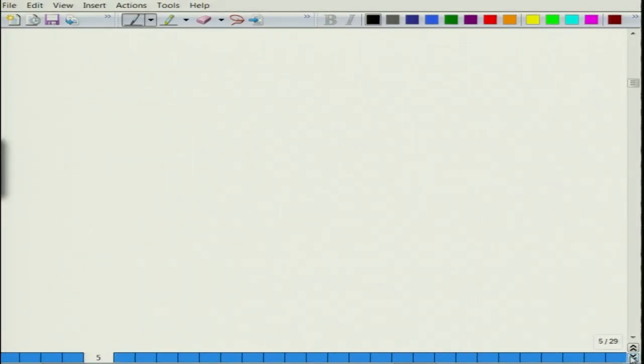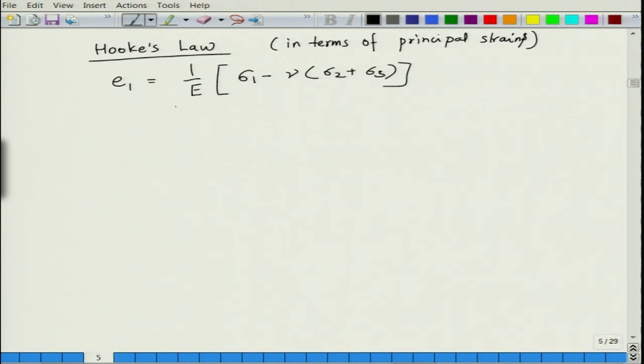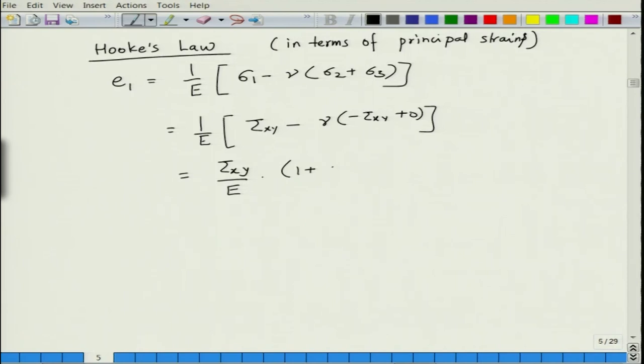Now when you apply these stresses to Hooke's law, if we rewrite that in terms of the corresponding principal strains, E1 is equal to 1 over E into sigma 1 minus nu into sigma 2 plus sigma 3. If you now put in the values, this is equal to 1 over E into tau xy minus nu into minus tau xy plus 0. So this will be tau xy divided by E into 1 plus nu.